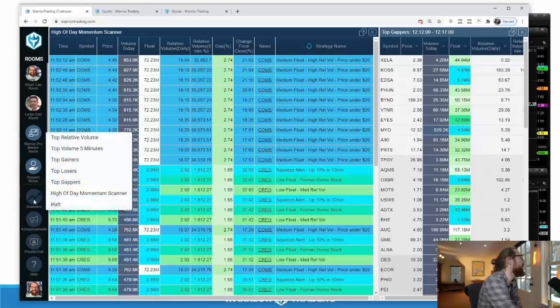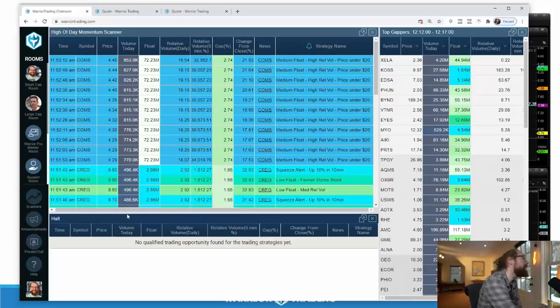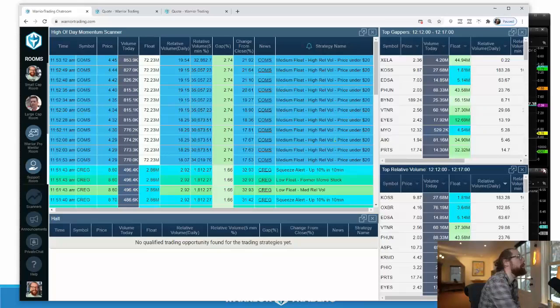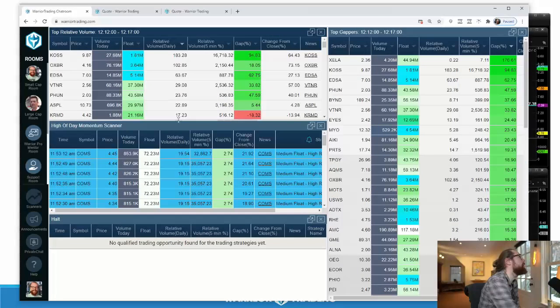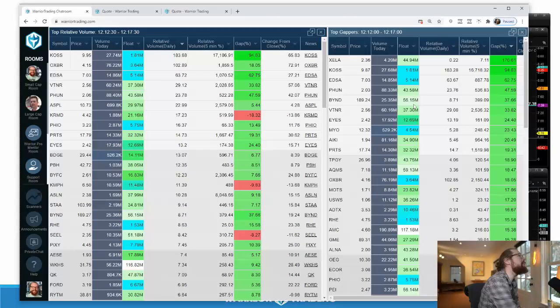So then we've got our halt scanner. So this will actually show us stocks that are halted right now and that have been halted during the day. So again, this is very similar in the way that this populates. We have a couple of other, you could say, well, top gappers, top losers, top gainers, top relative volume. So let's move this over here a little. Well, I'll go like this. So top relative volume, I'll just close these, is a little different than the top gappers, right?